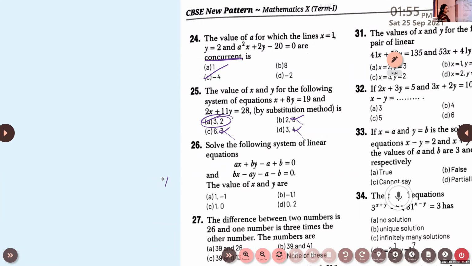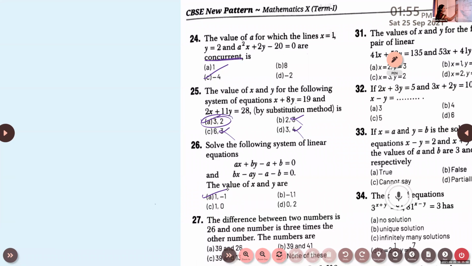Now, what about the 26th question? Solve. The value of x and y are. Apsana, what is the value of x and y? 26th one. Solve and give the answer. 1 and -1. How are you getting 1 and -1? Substitution method. Yes. Did you solve it, or did you just substitute the value? Substitute the value. Yes. 1 and -1 is the correct answer.